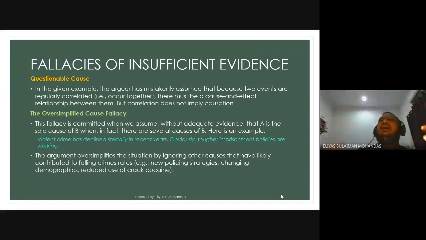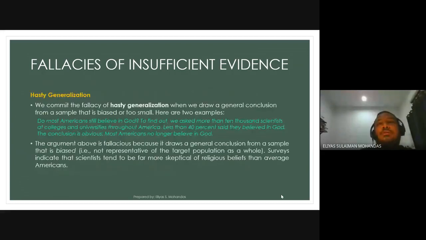Is there any other possibility that can also be the reason why the number of people who got infected by the COVID-19 virus is decreasing or declining? So we have to do an extended research on it. Yeah, we cannot simply jump to the conclusion. All right. Okay. So we move on to the next type of fallacies of insufficient evidence.